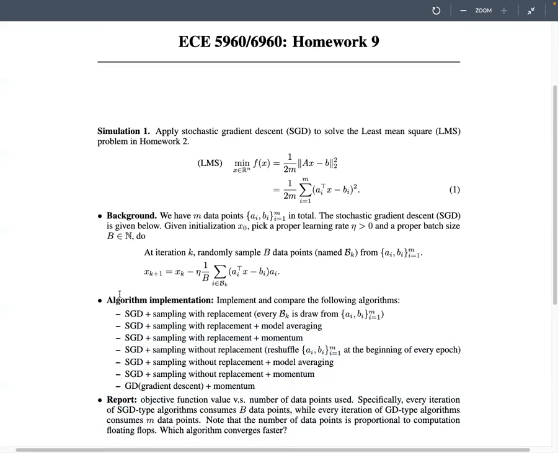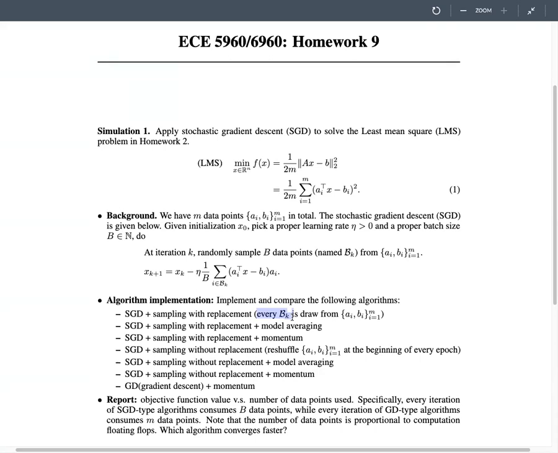Let me explain the first one. Let's go over this one by one. So you pick a step size, you pick a batch size, for example, 16, and you can implement this algorithm. Now in the first algorithm, we will do SGD with sampling with replacement. So what is sampling with replacement? That means in every iteration, this mini batch of samples are randomly queried from the entire data set. This is the simplest way to do this data sampling. Every time I just query 16 data points from the entire data set.